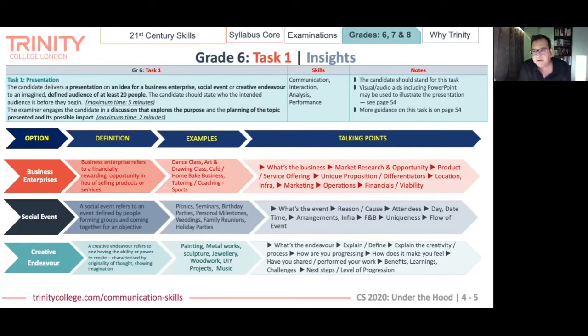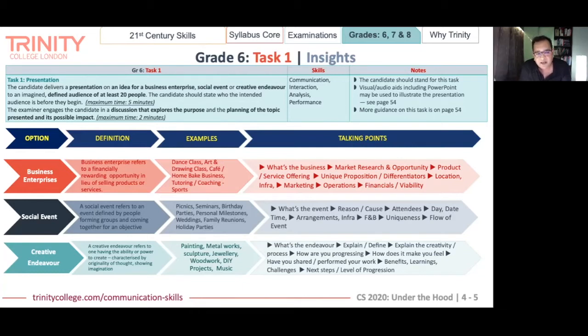And similarly, I've done the same with a creative endeavor. Now, the creative endeavor part is a very, very wide definition. Quite frankly, what is creativity? Could be anything. So I've kind of given you a few indicators. It's not an exhaustive list. All right. It's just a few indicators.